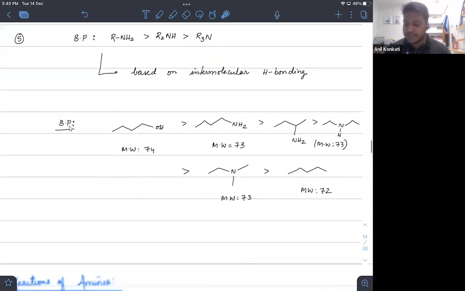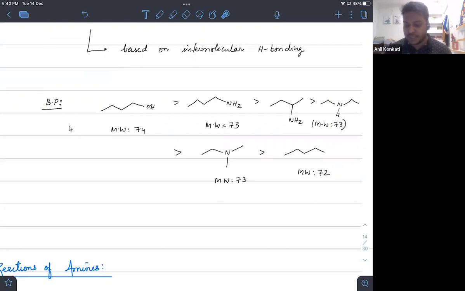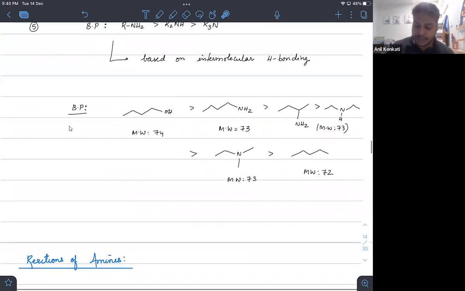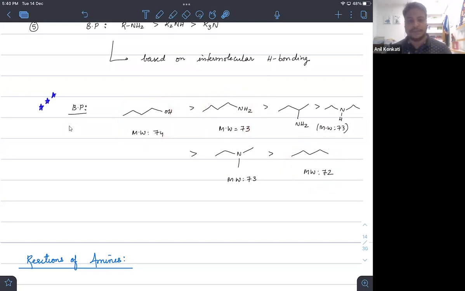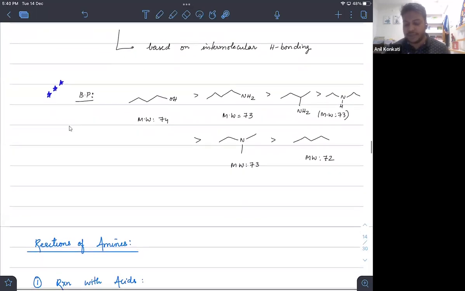Now, if you have similar molar mass compounds like butanol, then butanamine, isobutylamine, secondary butylamine, which is 2 degree, then 3 degree, and finally alkane, right? If you take all of these, which have comparable molar masses, then alcohols will have the higher boiling point. This was asked in JEE Mains once. Amines with alkanes of similar molar mass have been asked, so you should get an idea of what the boiling point should be there.